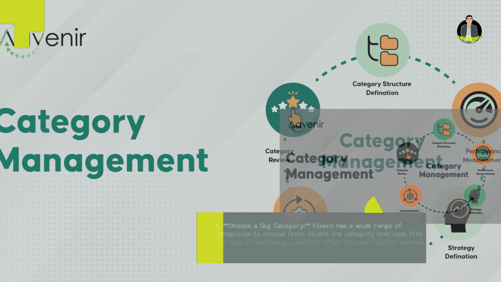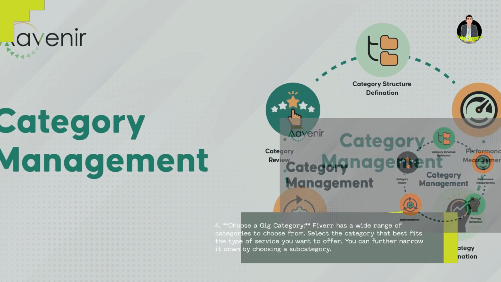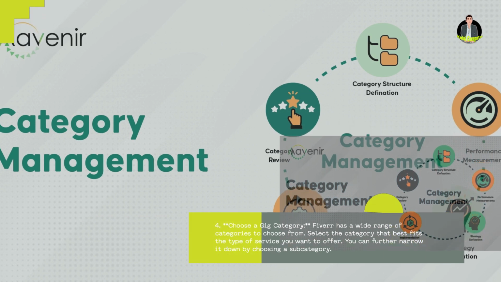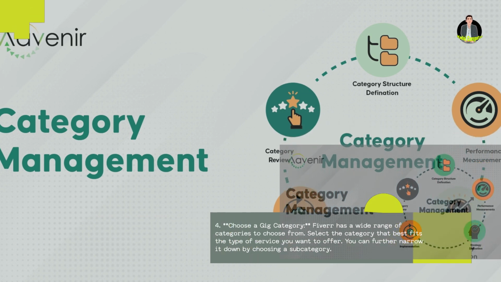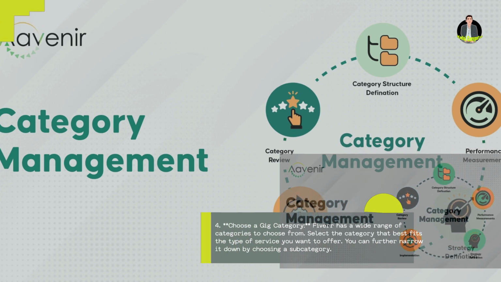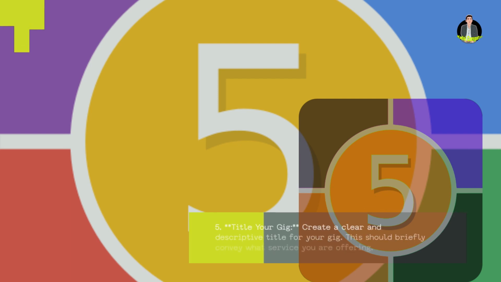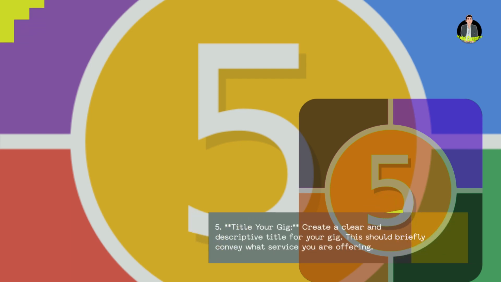4. Choose a gig category. Fiverr has a wide range of categories to choose from. Select the category that best fits the type of service you want to offer. You can further narrow it down by choosing a subcategory. 5. Title your gig. Create a clear and descriptive title for your gig. This should briefly convey what service you are offering.